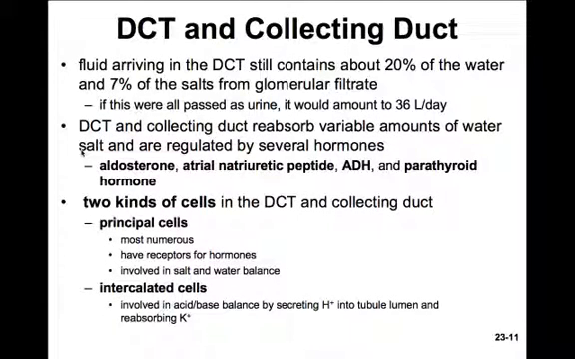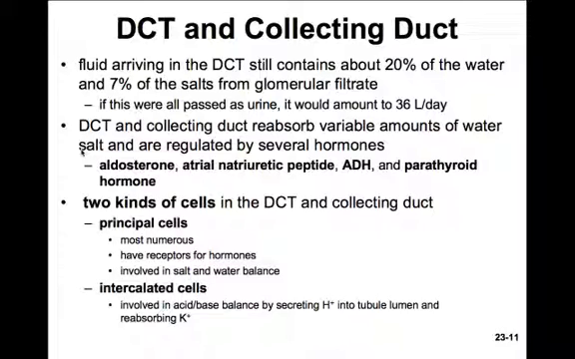So now we've completed our journey through the proximal convoluted tubule and the nephron loop. Now the fluid is going to enter the distal convoluted tubule and then finally the collecting duct. Fluid arriving at the distal convoluted tubule still contains quite a lot of water, about 20% of the original water that was in the glomerular filtrate, and it has about 7% of the salts. And so we still have lots and lots of water to remove. If this were all passed as urine, we'd still be peeing about 36 liters per day. And you know that we've got to get rid of some more water.